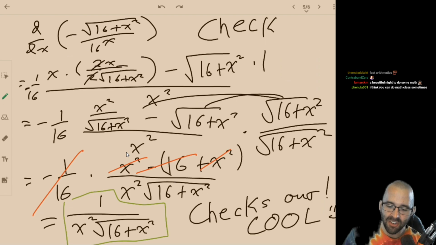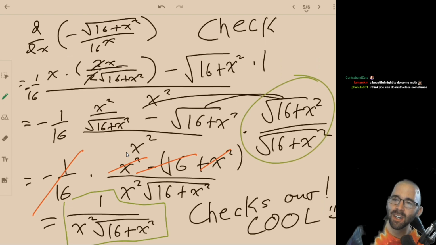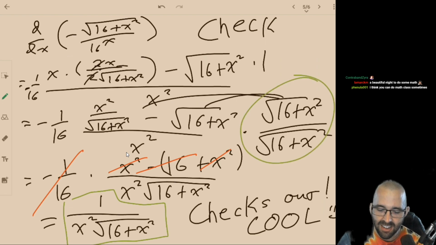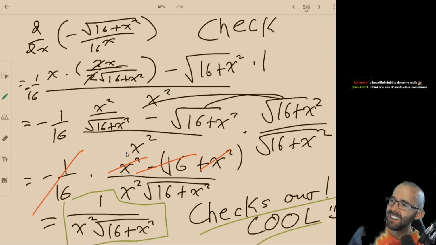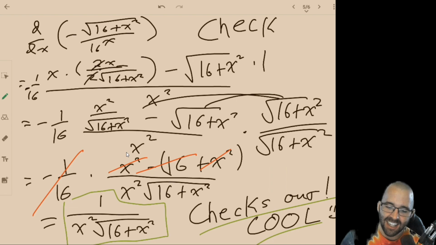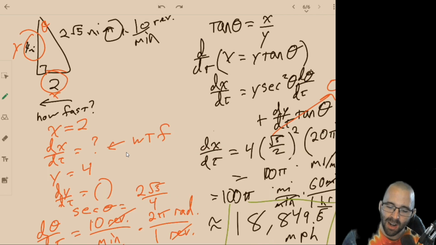And then we got to do some simplification, some really neat algebra right here by eliminating complex fractions, multiplying the top and the bottom by the LCD. And then we got some really nice cancellation, and it checks out. How cool is that? And then the last thing that we did, a related rates problem.